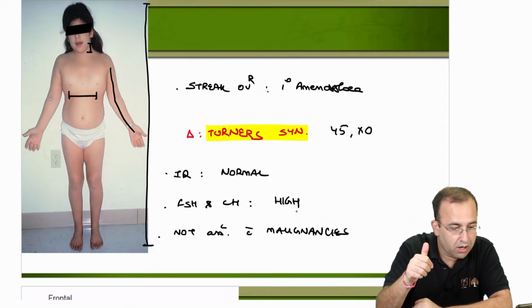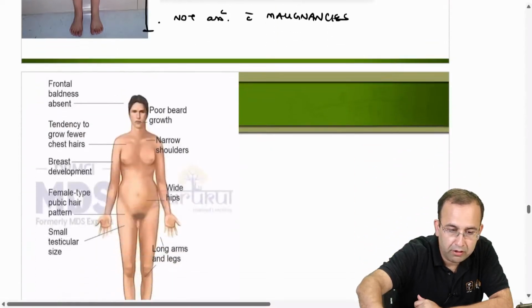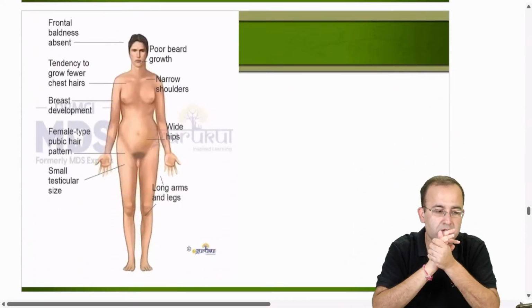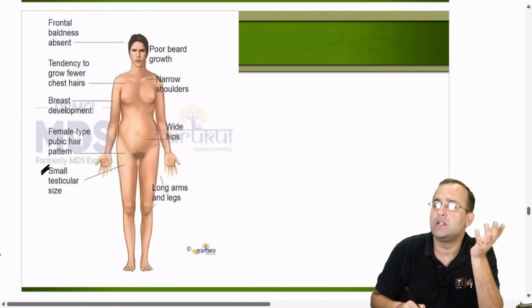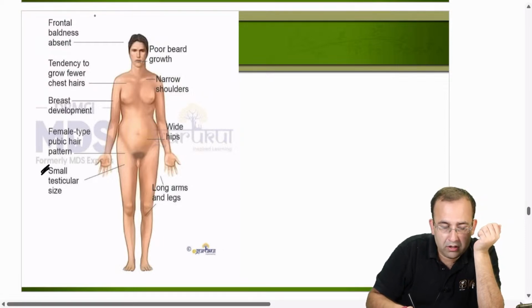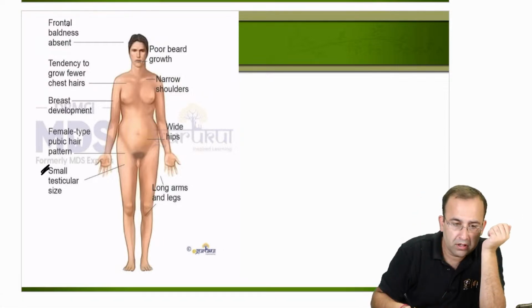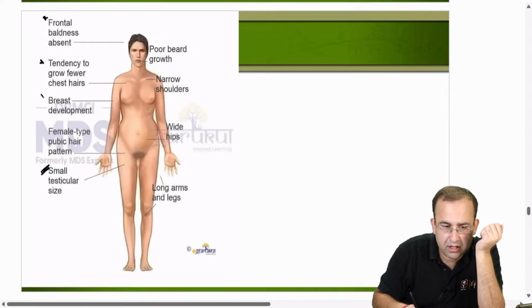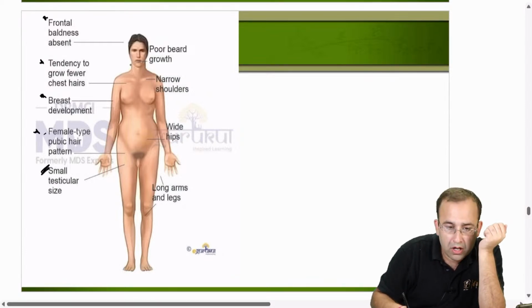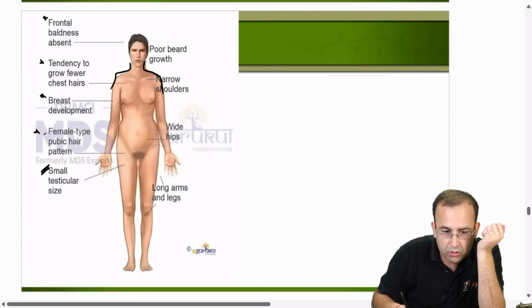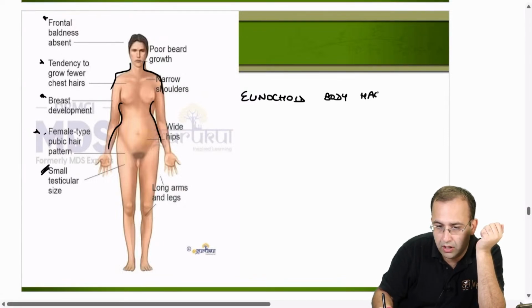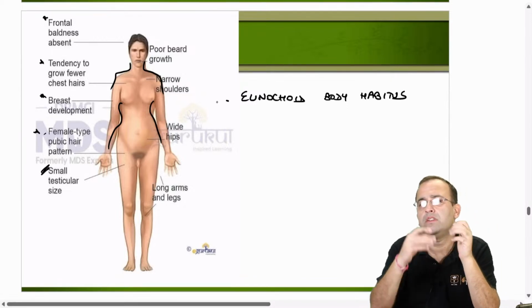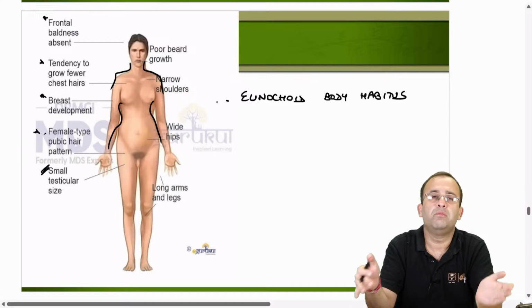Turners. Perfect. Now have a look at this image, our last image for today's session. The minute I see this, I know he's a male because he has a penis with small testis, atrophic testis. The male secondary sexual characteristics are absent. Frontal baldness is absent, fewer chest hair, gynecomastia, female type pubic hair, eunuchoid body habitus, that is narrow shoulders with broad hips. This is called as eunuchoid body habitus.